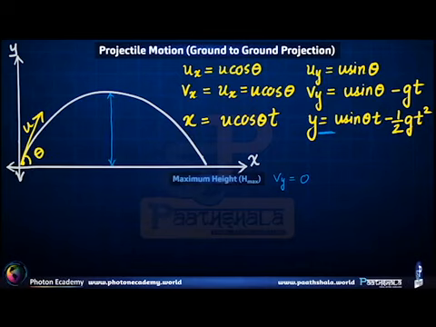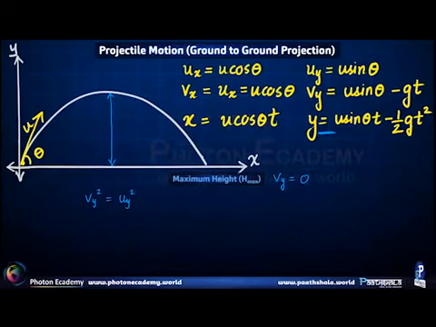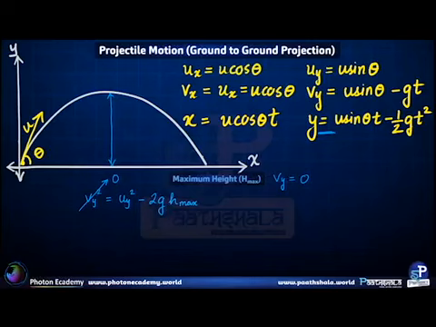Or we can use a better, smaller method, in which we'll use the equation of motion Vy square is equal to Uy square. So this is a one step method. The method that I mentioned earlier is a two-step method. So Vy square is equal to Uy square minus 2g h, and since we are talking about maximum height, this is h max, and when the projectile reaches the maximum height, then Vy becomes 0. So what you get is Uy square is equal to 2g h max.